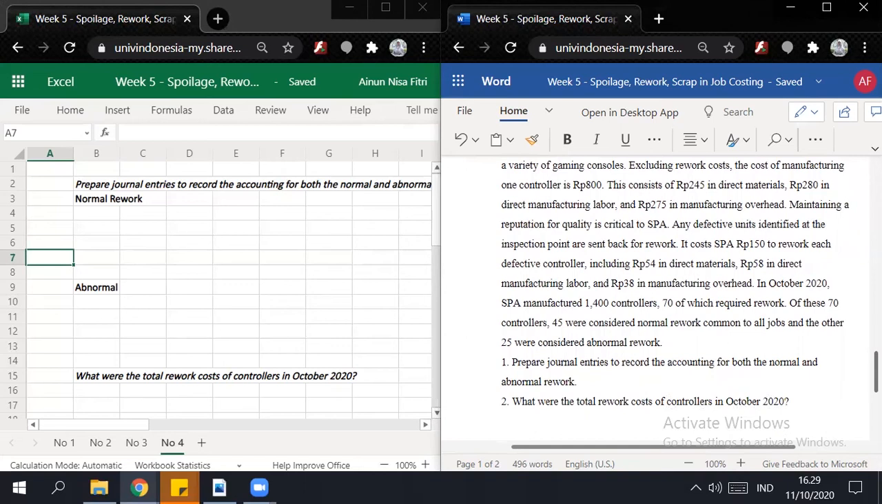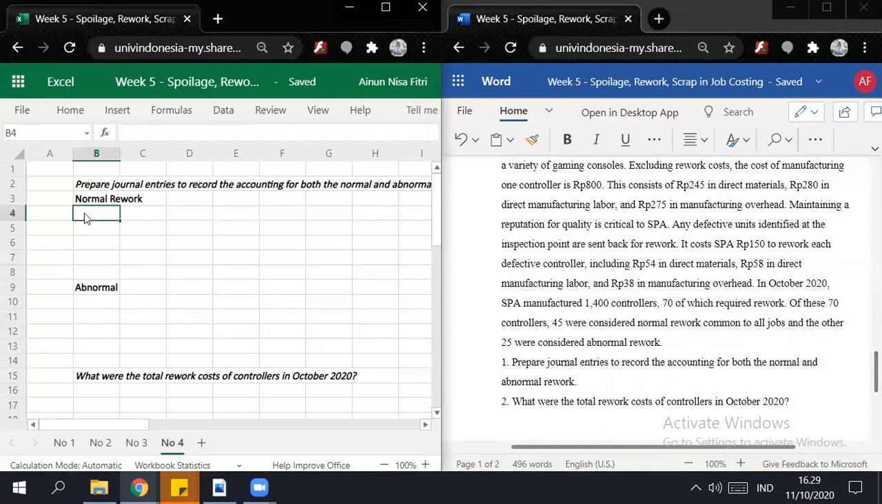Of the 70 controllers, 45 were considered normal rework common to all jobs, and the other 25 were considered abnormal rework. The first question: prepare journal entries to record the accounting for both the normal and abnormal rework. Okay, so for the normal rework, we will recognize it as manufacturing overhead control. Don't forget that in the question, it is stated that the normal rework is common to all jobs. Therefore, we have to recognize it as manufacturing overhead control.